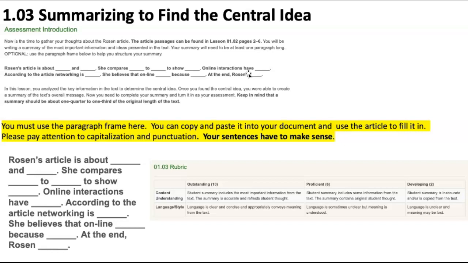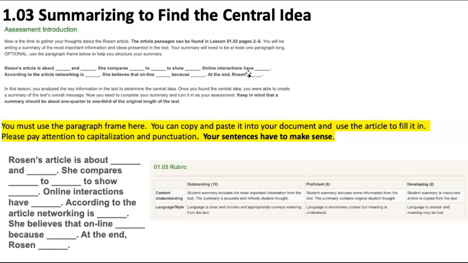I did include the rubric down here at the bottom. You see the 1.03 rubric in green. Outstanding is where the student summary includes the most important information from the text. The summary is accurate and reflects student thought. Proficient is where the student summary includes some information from the text and contains original student thought. Developing is where the student summary is inaccurate and/or is copied from the text.